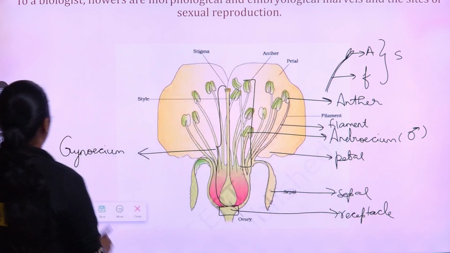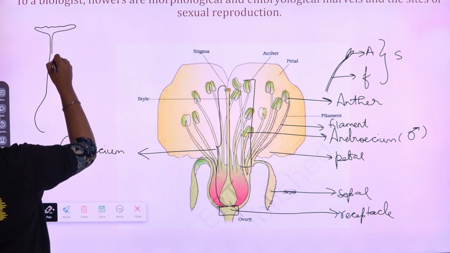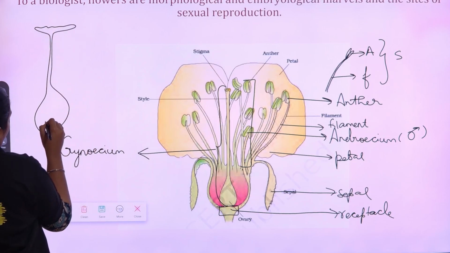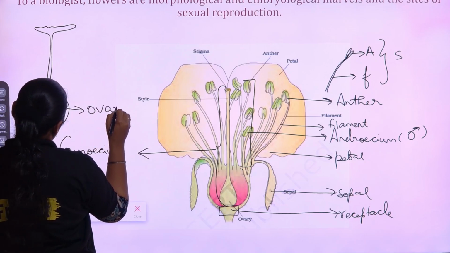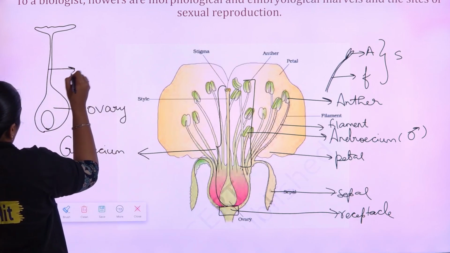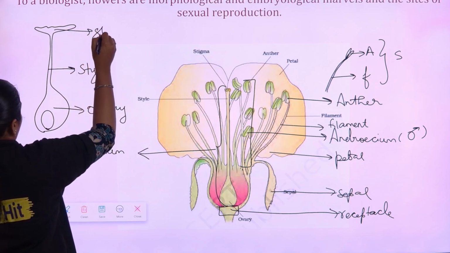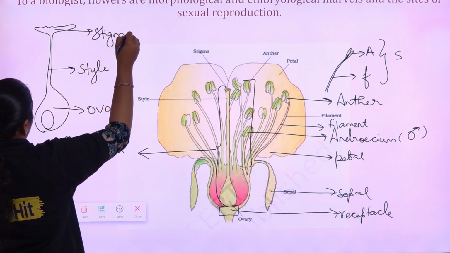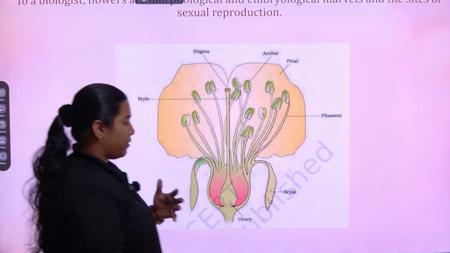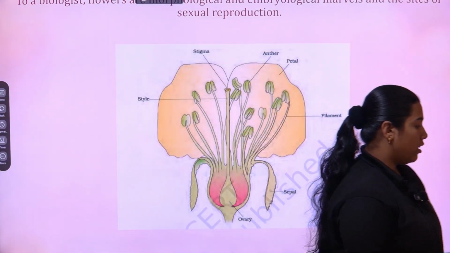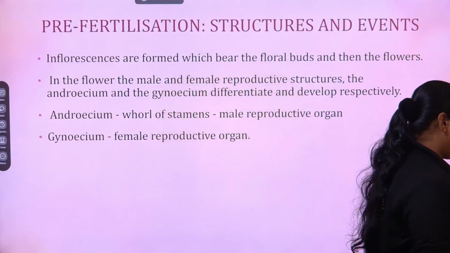And I'll do the same for gynoecium. Classical diagram that you study. This is ovary, this is style, and this is the stigma. Stigma is usually the receptor. Fine. So this is the overview of the parts of the flower, and then we'll study why there are different parts, and what the functions of different parts are first.